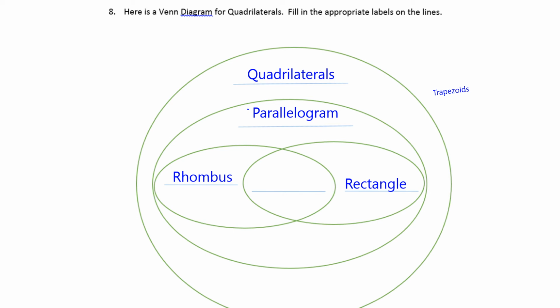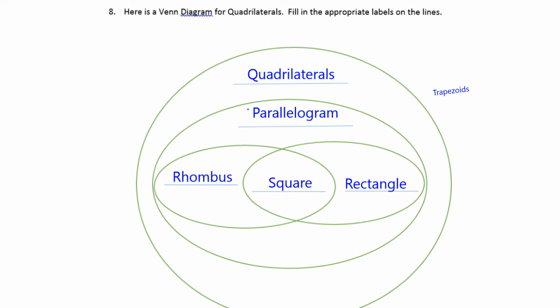And right in between the two, where the rhombus and the rectangle overlap, is a very special shape, and it's called the square. And the square is actually a rhombus and a rectangle, as well as a parallelogram and a quadrilateral. So that's a square. I'm just going to put it there.